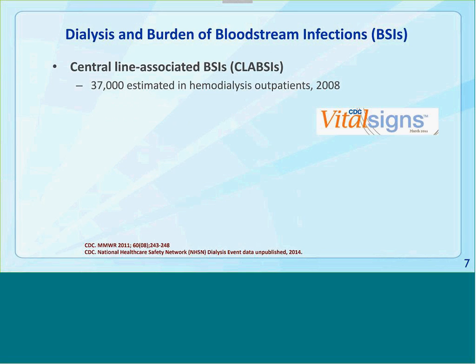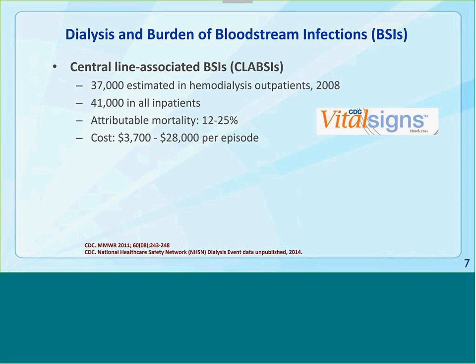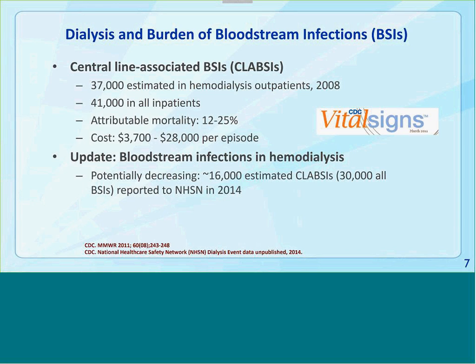So when we look at the national burden, we drill down on dialysis, but how does that compare to other settings? At the time that CDC looked at dialysis patients, they also looked at all inpatients in hospitals, and they estimated that 41,000 of those inpatients ended up with a CLABSI. So it's about the same as the hemodialysis. They also looked at the mortality, which was 12 to 25%, and they tried to fix a cost per episode, which was about $4,000 to $28,000. So it's costly.